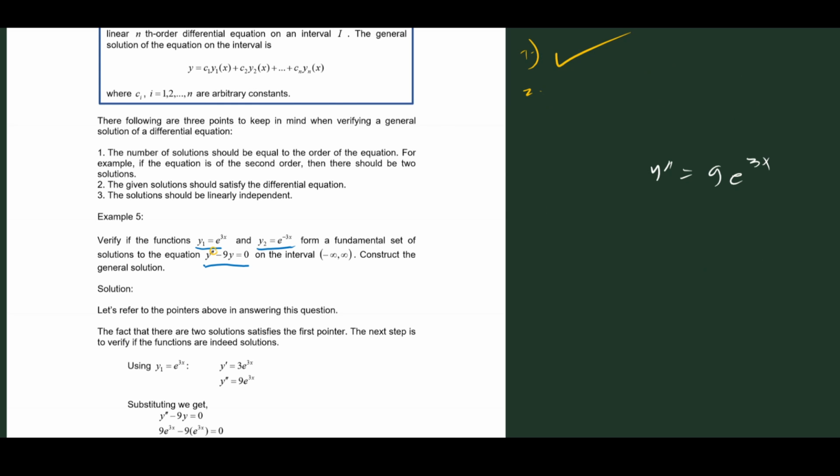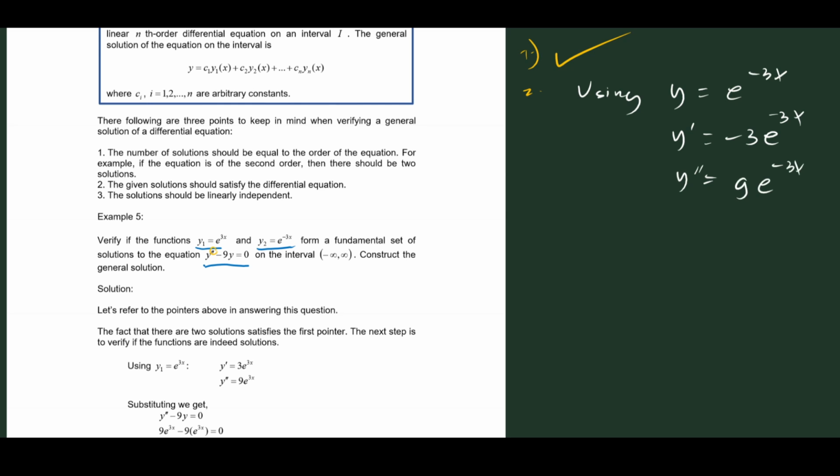Okay, so let's do the second one, using y is equal to e raised to negative 3x. So y prime is equal to negative 3 e raised to negative 3x, and y double prime is 9 e raised to negative 3x. So let's try.